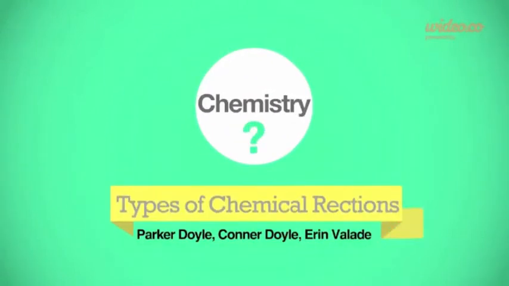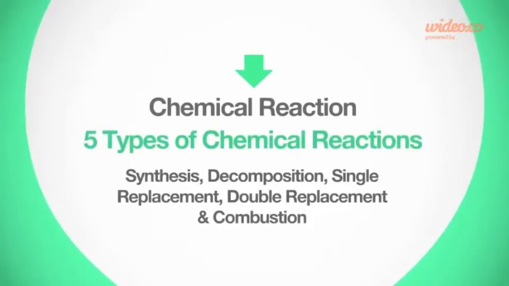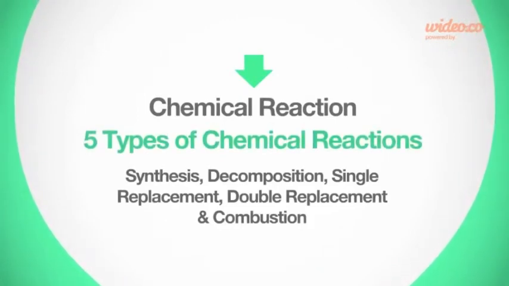Everyone. Today we will be discussing the types of chemical reactions as well as how to correctly balance equations. A chemical reaction is a process by which one or more substances change into one or more new substances whose chemical and physical properties differ from those of the original substances. The 5 types of chemical reactions we will be talking about today are synthesis, decomposition, single replacement, double replacement, and combustion.